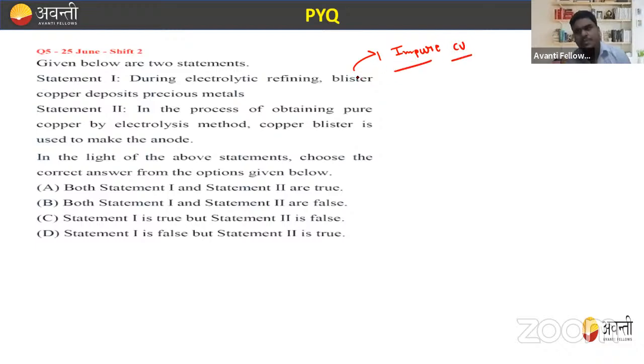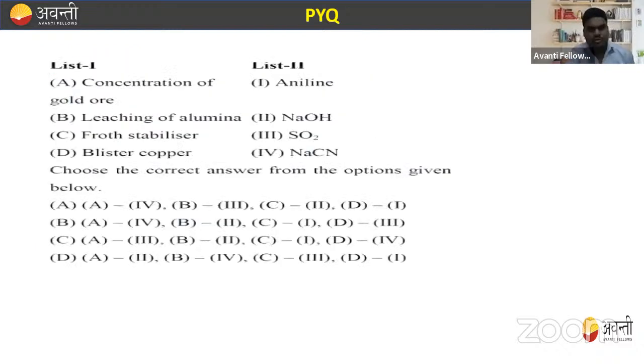Blister means impure copper. During electrolytic refining, blister copper deposits precious metal. According to statement 2, in the process of obtaining pure copper by electrolysis, blister copper is used to make the anode. So both statement 1 and statement 2 are absolutely true.